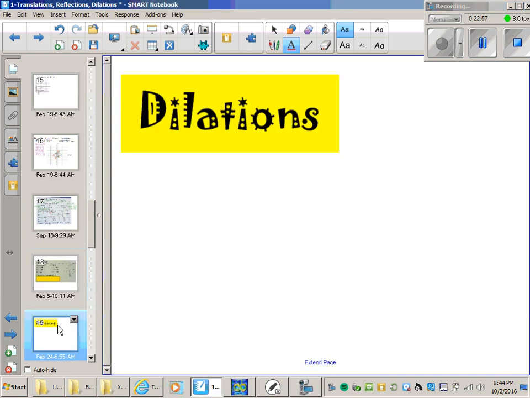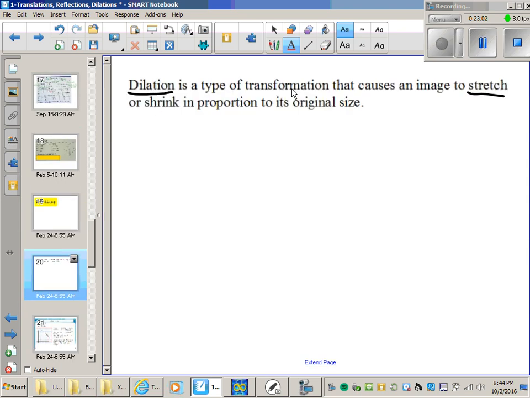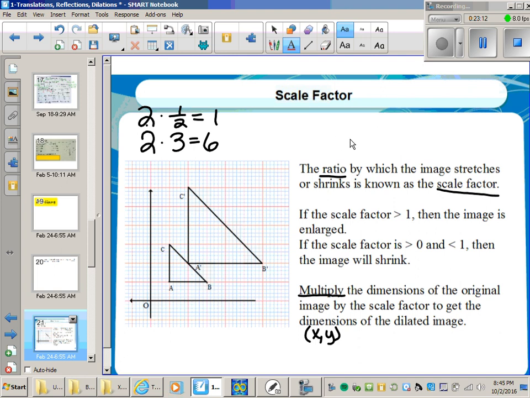Okay, the last thing that we're going to look at today are dilations. A dilation is a type of transformation that causes an image to stretch or shrink in proportion to its original size. So you're going to have scale factors with dilations. The ratio by which an image stretches or shrinks is known as the scale factor. If the scale factor is greater than 1, then the image is enlarged.